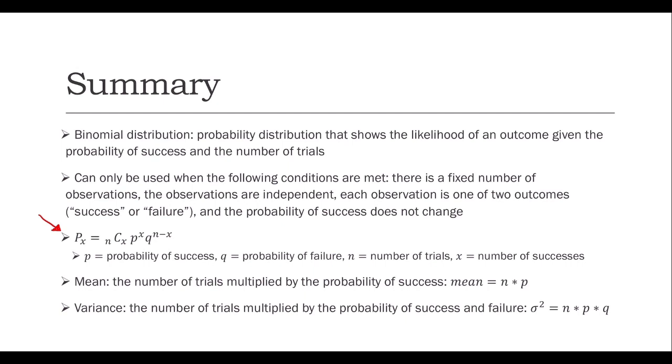The mean is the number of trials multiplied by the probability of success, and the variance is the number of trials multiplied by the probability of success and failure.